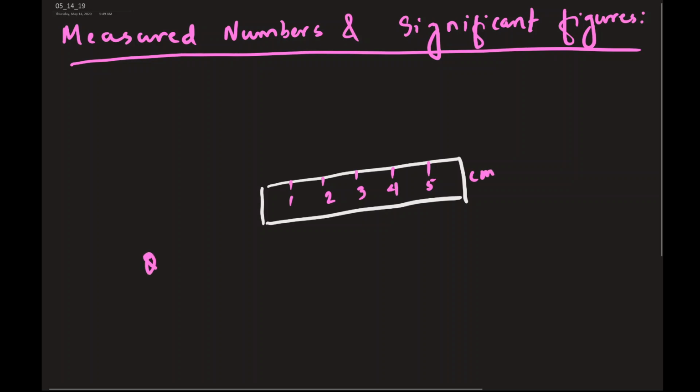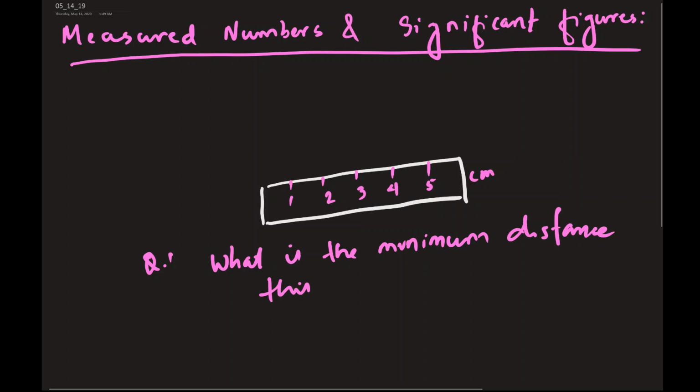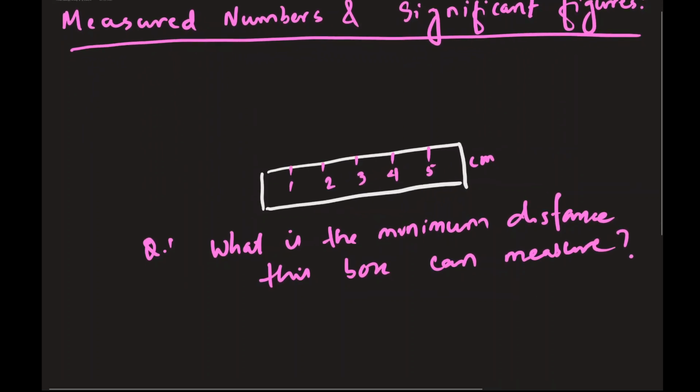So question 1. What is the minimum distance this box can measure? So what would be our answer? Our answer would be 1 centimeter, right? So the minimum distance we can measure using this ruler is 1 centimeter.